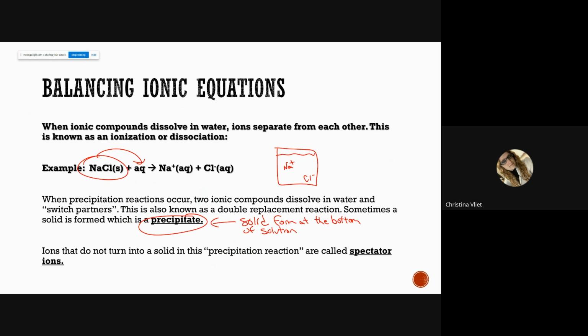If you have a precipitation reaction and you have some ions that aren't doing anything, we call those spectator ions. Have you ever heard of a spectator in a sport? Like you're watching the football game on the side or basketball game.